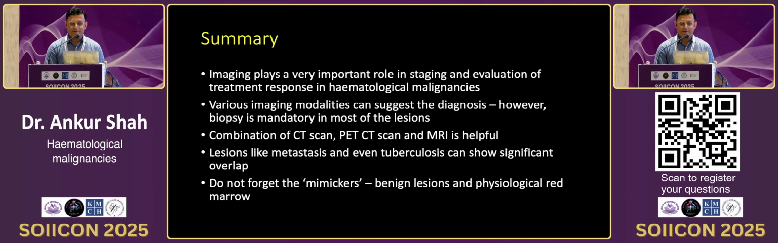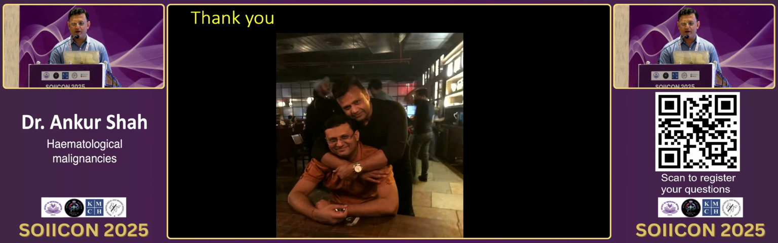So to summarize, imaging plays a very important role in the staging as well as evaluation of treatment response in hematological malignancies. There are various imaging modalities which can suggest the diagnosis. However, biopsy is mandatory in most of these lesions. We need to do a combination of all modalities, CT scan, MRI, PET CT, depending on the abnormalities. Lesions like metastasis and tuberculosis can show significant overlap, and do not forget the mimickers, the benign lesions and physiological red marrow, and don't misinterpret those as a marrow infiltrative disorder. With this, thank you so much.